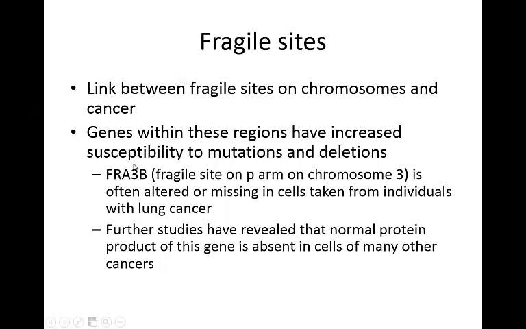So one of the known ones, they call it FRA3b. It's a fragile site on the P arm of chromosome 3. That's where it gets its name from. This gene is often altered or missing in cells taken from individuals with lung cancer. They've done some further studies that have revealed that the normal protein product of this gene is absent in cells of many other cancers as well.